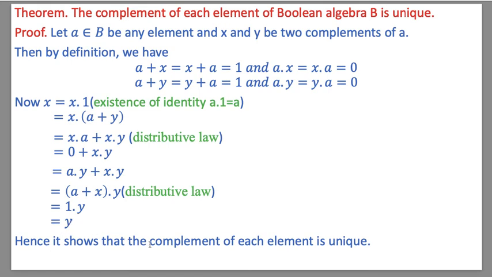Hence it shows that the complement of each element is unique. We cannot have two complements for any element. If we suppose two complements, then these two complements will be equal. Means the complement is always unique.